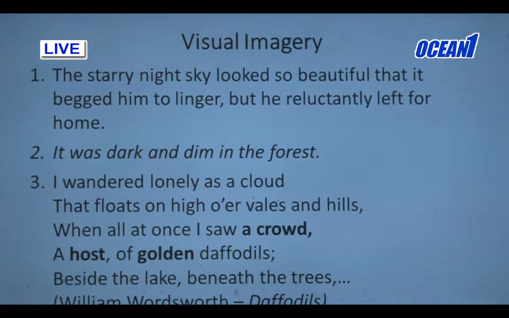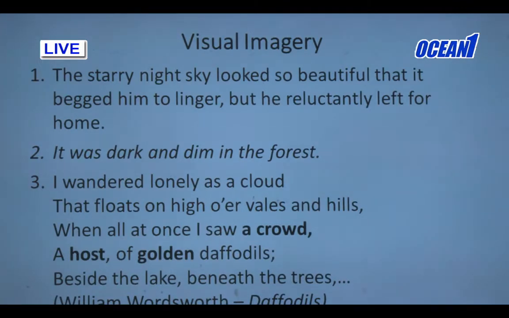The next one is a poem taken from William Wordsworth, and it is called Daffodils. In that poem, he was walking lonely, and then he came across some daffodils, and he was describing them. He says, I wandered lonely as a cloud that floats on high over vales and hills. And all at once, I saw a crowd, a host of golden daffodils beside the lake, beneath the trees.